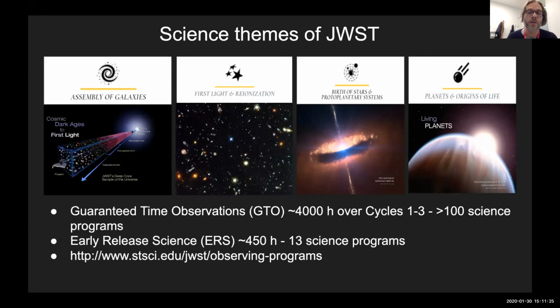About 6,000 hours are expected to be given in the first cycle. There's also an early release science suite of 13 science programs, and those programs are going to be observed very early after commissioning, and they use up about 450 hours. And their data is going to become public as soon as they are observed. You can have a full and comprehensive list at this link here.